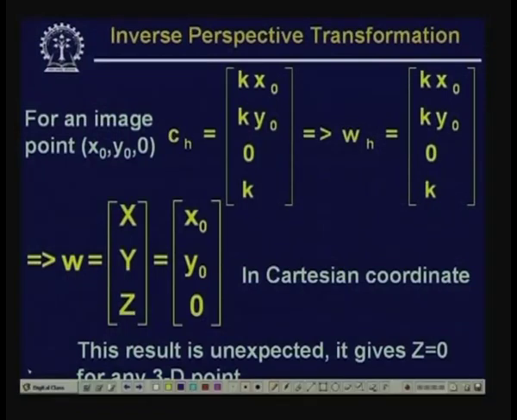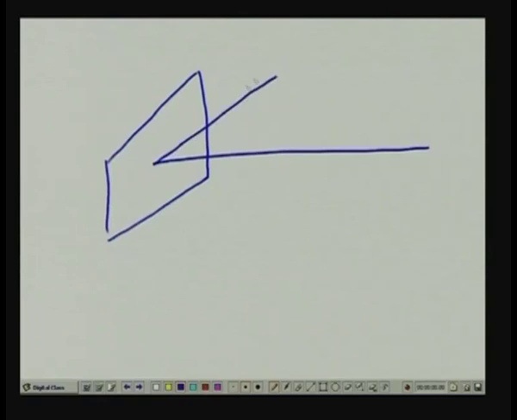Obviously, this solution is not acceptable, because for every point in the 3-dimensional world, the z coordinate cannot be 0. So, what is the problem here? If you remember the figure of the imaging system that we have used, let me just redraw this particular figure. We had an imaging plane, xy plane like this, on which the camera coordinate system and the 3D world coordinate system are perfectly aligned.